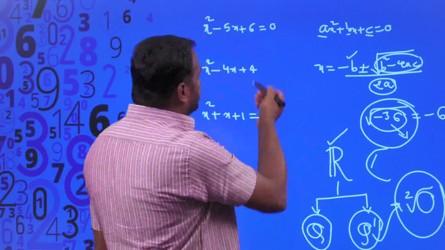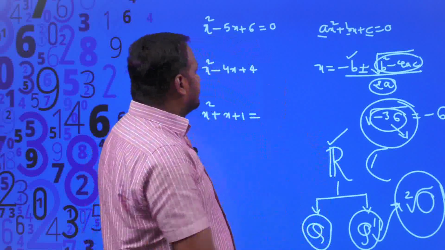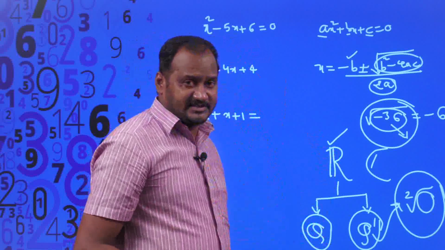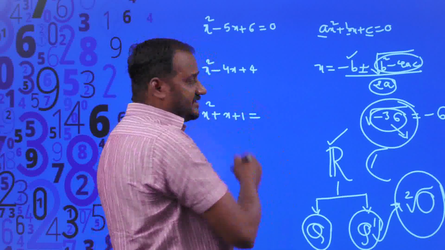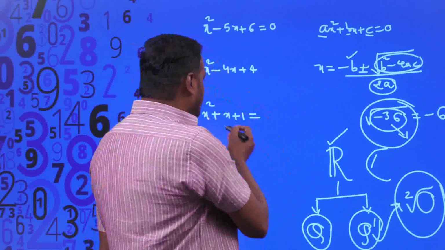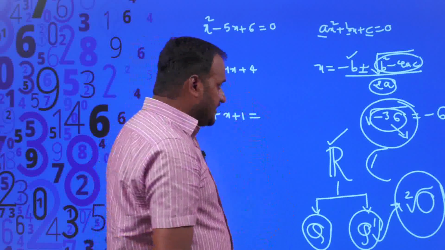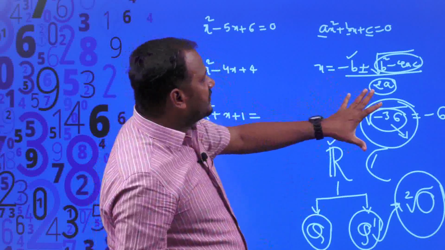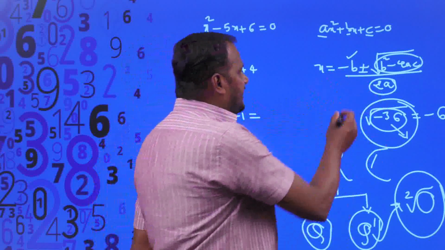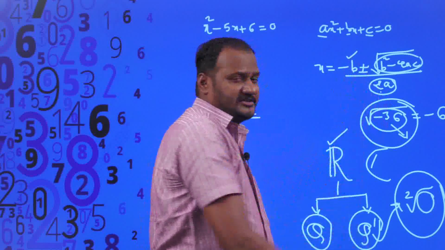Okay, so I have taken three different quadratic equations here. One is x square minus 5x plus 6 equal to 0, one is x square minus 4x plus 4 equal to 0, and one is x square plus x plus 1 equal to 0. See, the nature of the given quadratic equation does not depend on the value of b and does not depend on the value of a.